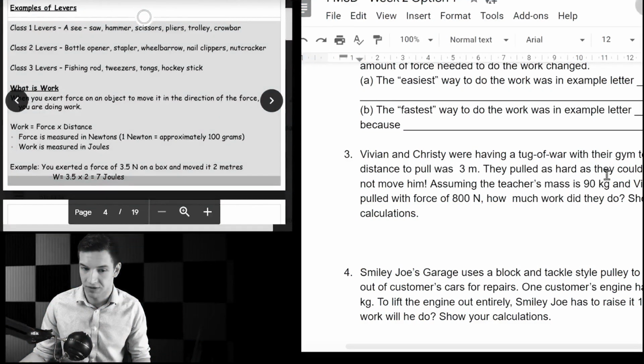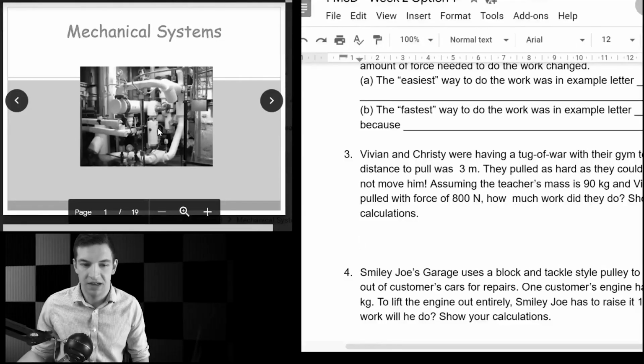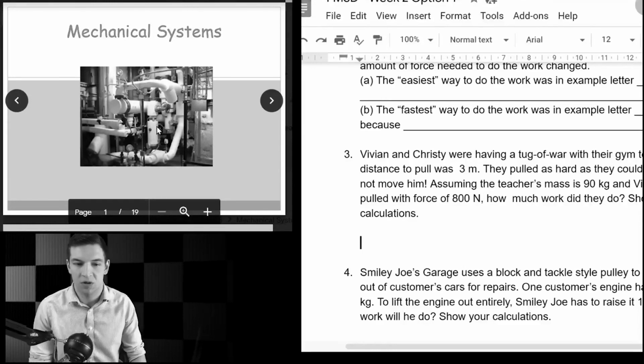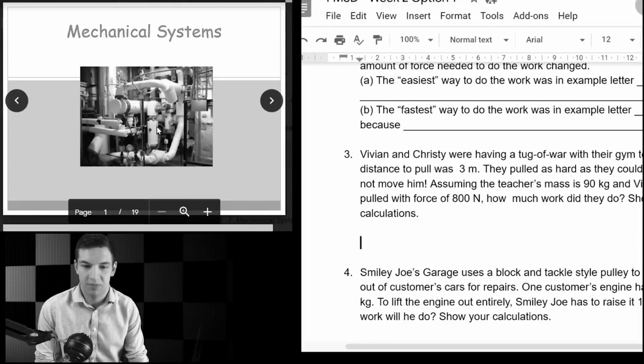Okay guys, we have to back up just a second here, okay? Think about the wording of the question. Now the goal of the students was to move the teacher 3 meters. Now if we look back at the question, it says that they didn't move the teacher at all. Vivian and Christy were having a tug of war with the gym teacher. The distance to pull was 3 meters. They pulled as hard as they could, but they could not move him.